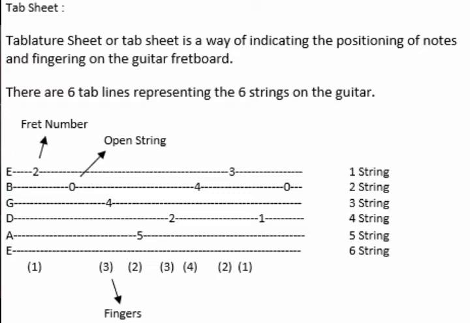Let's start by reading the numbers. So if you can see, there are 3 arrows shown. The first one is the fret number, the second one is the open string, and the third one is the fingers. And on the right hand side you can see the number of the string written, first string, second string, third, and so on. Now let's start by reading from the left side. You always read from the left side no matter on which string or which fret it is. So the perfect order to read this particular sheet is 2 0 4 5 2 4 3 1 0.